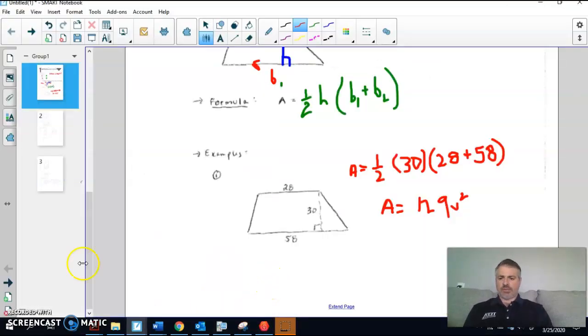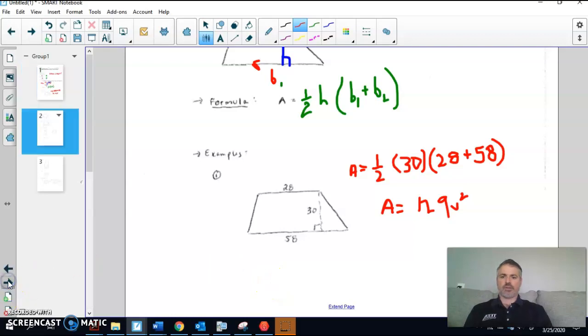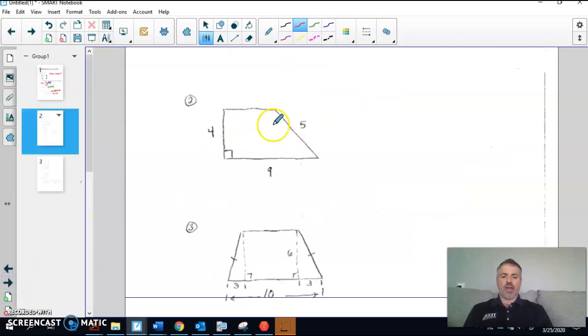All right, so let's see. Taking a look at the next page here. So here I have another trapezoid. This one doesn't give me as much information though. You might run into this situation. I have this base down here at 9. I have this leg here which is perpendicular to the base. That makes this the height because it is perpendicular. So a leg can be the height as long as it's perpendicular to the base. The only problem is I don't know what this base is up here. Let's see if I can figure it out though.